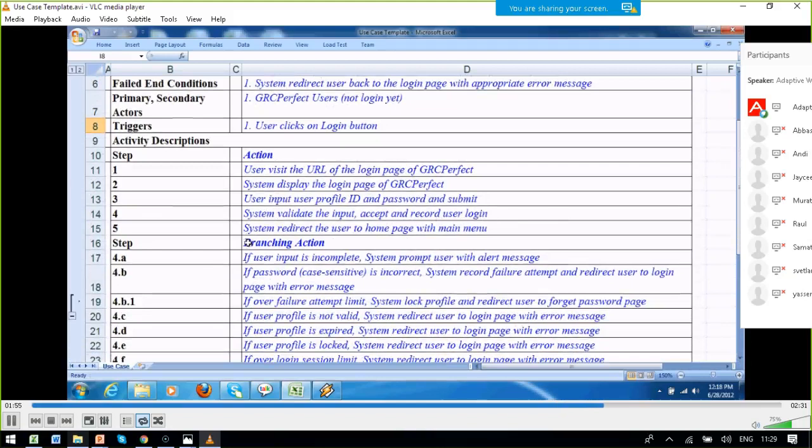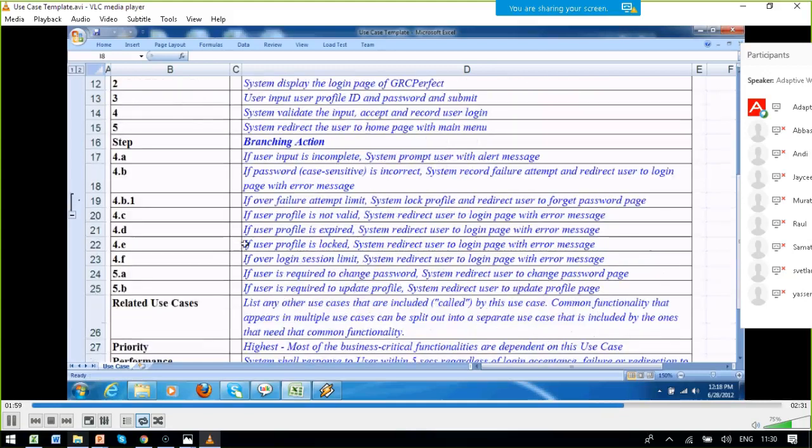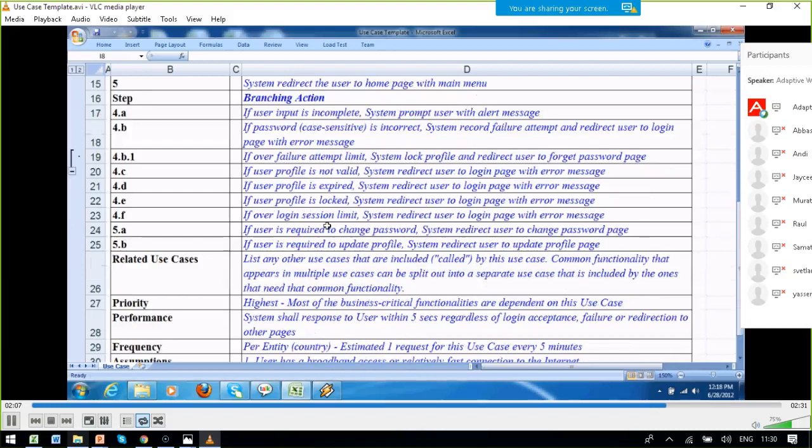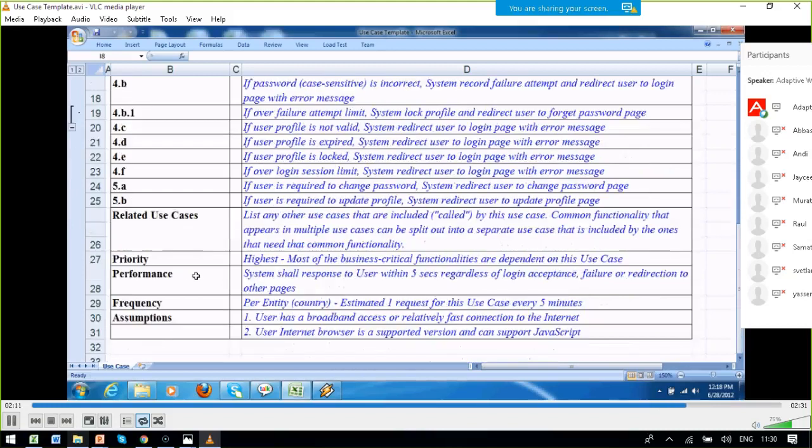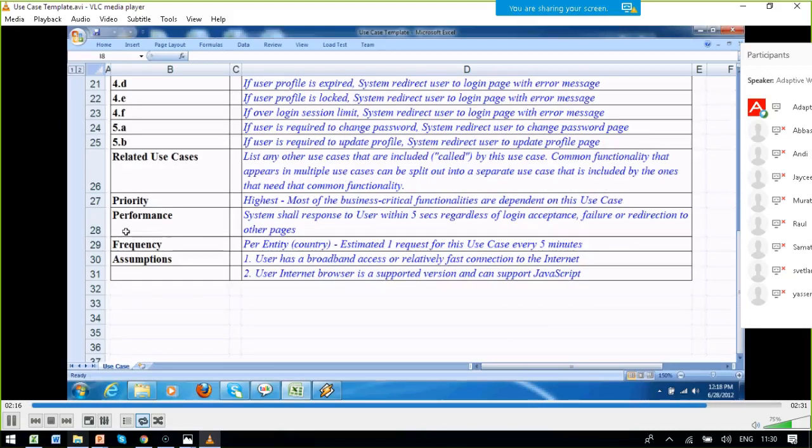There can be branching actions or exceptions in a process. For example, if inputs are incomplete, the system may provide an alert message indicating the user has not provided the username or password. Use cases can have relationships with other use cases. Use cases also can have priority, which indicates how critical the use case is from the business perspective. One can also mention specific performance requirements and assumptions for the use case.